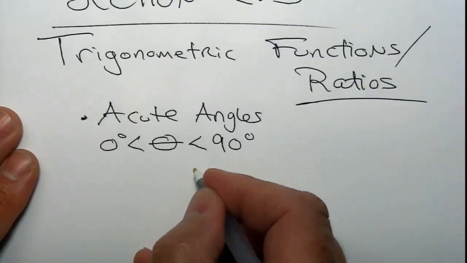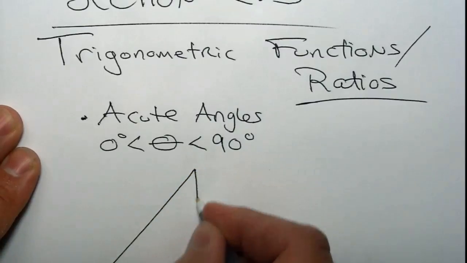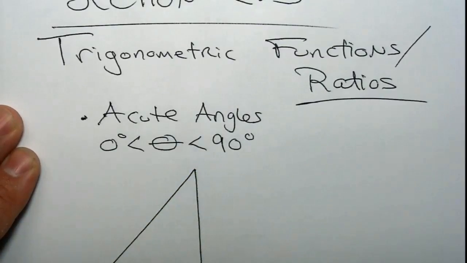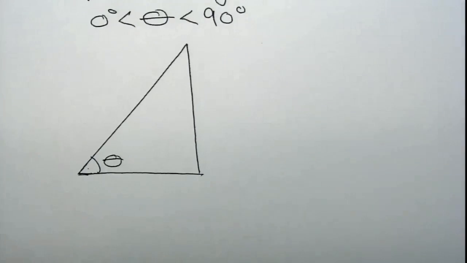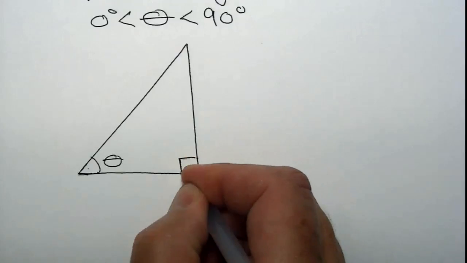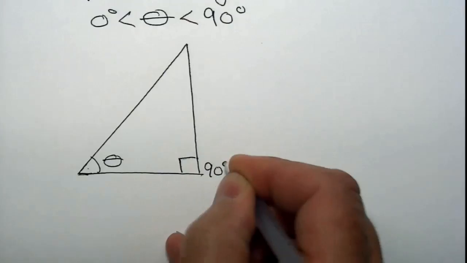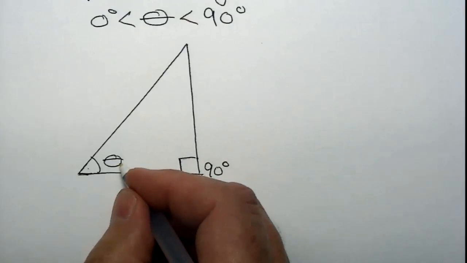So let me draw a right triangle, a nice vertical side over here, a nice horizontal side down here. And let's connect the dots over there, because that is where my angle goes. And that angle must be between 0 and 90. It cannot be 0, it cannot exceed 90, because there's already a 90-degree angle right here. This one's 90. There's my angle, theta, right there.